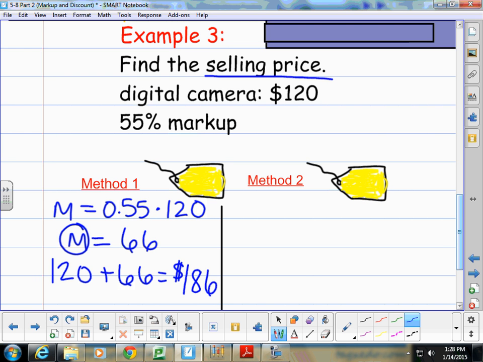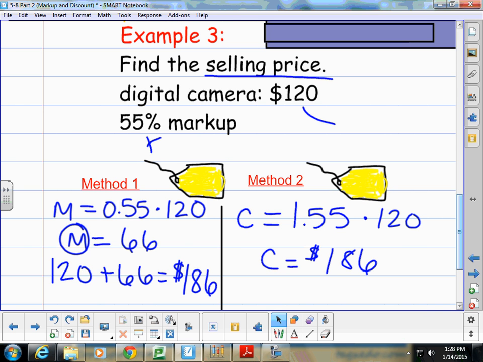Method 2, people: my selling price is 155% of the store's cost because I'm paying for 100% of the camera plus 55%. And when you do that, you still end up with $186.